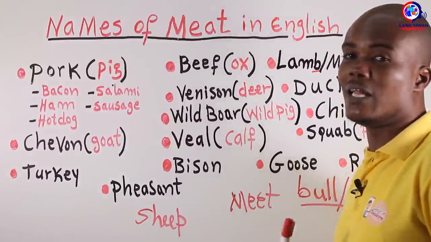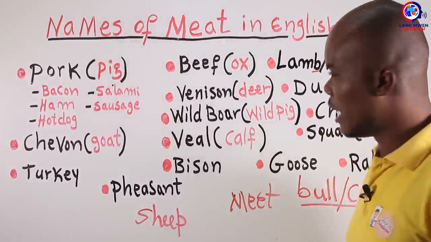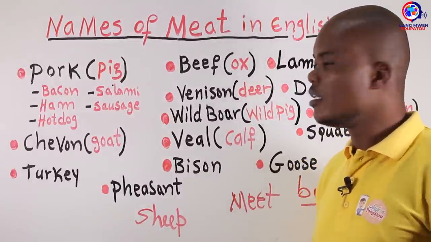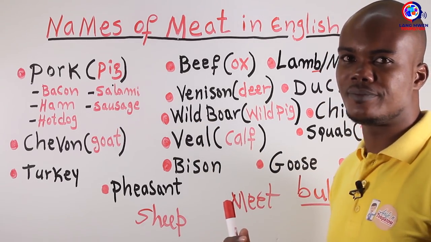Si vous allez dans un endroit où c'est wild boar, et vous savez que c'est ça qu'ils vendent, vous pouvez goûter ou acheter. So say I need to eat wild boar. Donc wild boar signifie viande cochon marron.